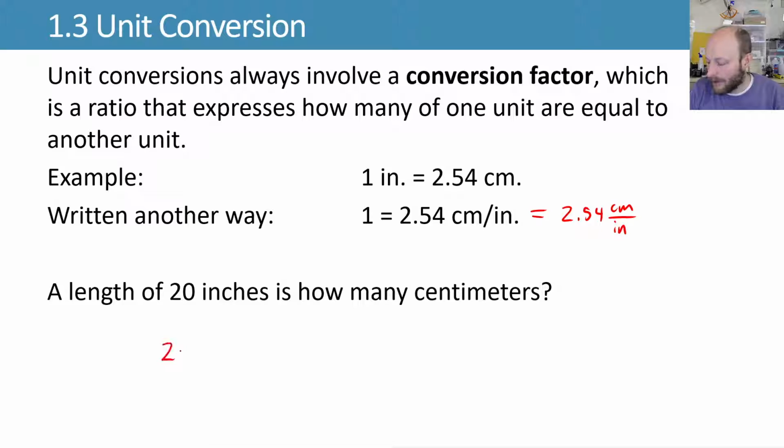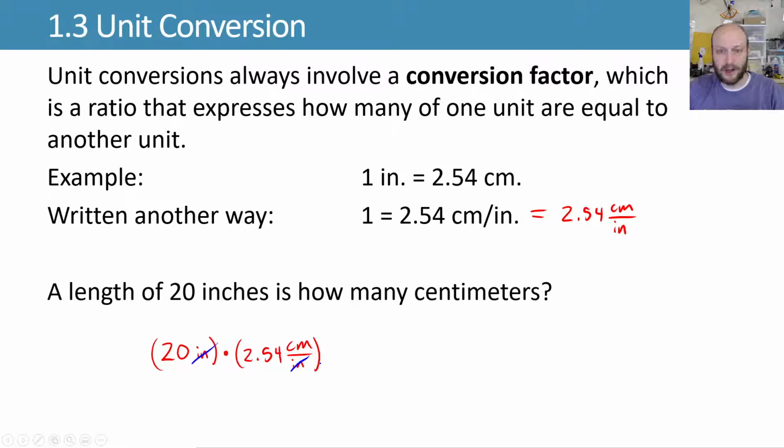Well, I can take my original length of 20 inches, and I can multiply it by my conversion factor to try and cancel out the inches. So I'm trying to get rid of inches and end up with centimeters. I want to put inches on the bottom so that when I have inches divided by inches, they cancel out. So I'll take my 20 inches, and I'll multiply it by, this little dot I'm using for multiplication, 2.54 centimeters per inch.